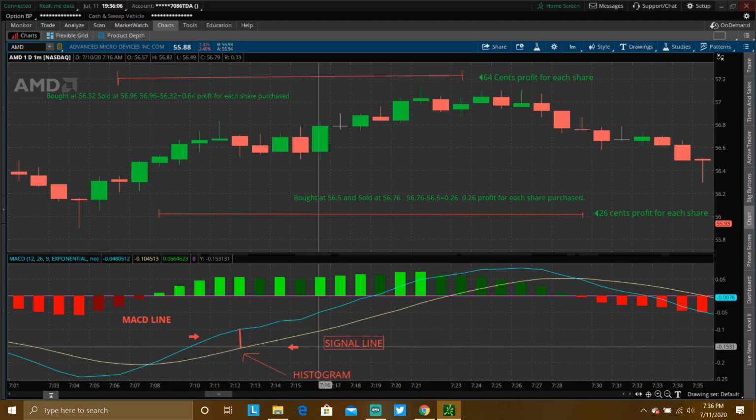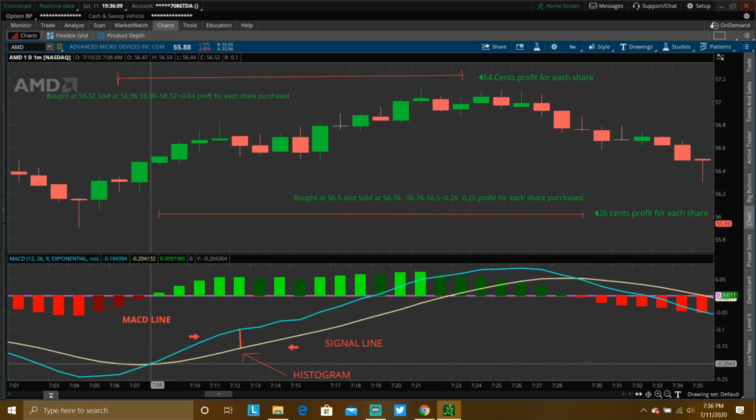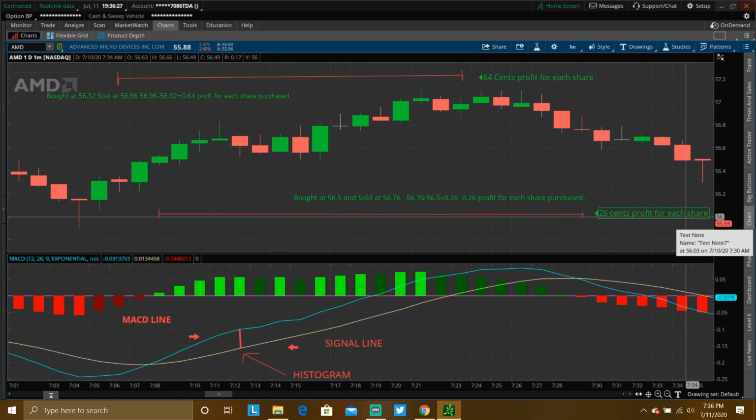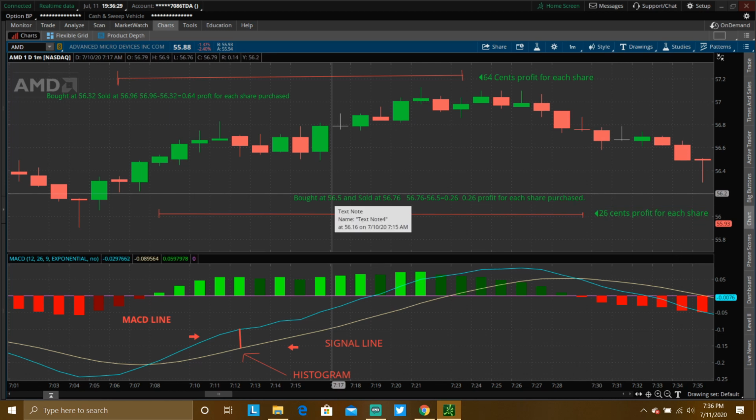So we have the same graph over here, and if we buy when it crosses over and sell when it crosses over on the way down, we will be making 26 cents. Now, this is a pretty easy and safe way to do this, but 26 cents per share is not that much profit. Here's what we could do to make quite a bit more.